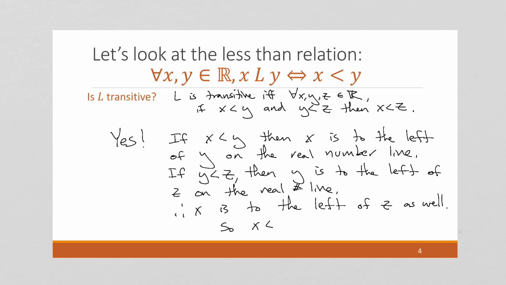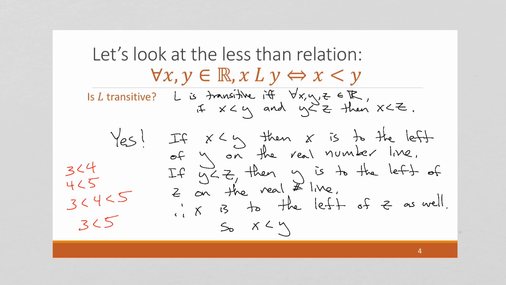So x is less than z. And of course this fits if you think of a couple numbers. If 3 is less than 4, and we know 4 is less than 5, we can write it like this. And we know that 3 is less than 5. So that all makes sense.